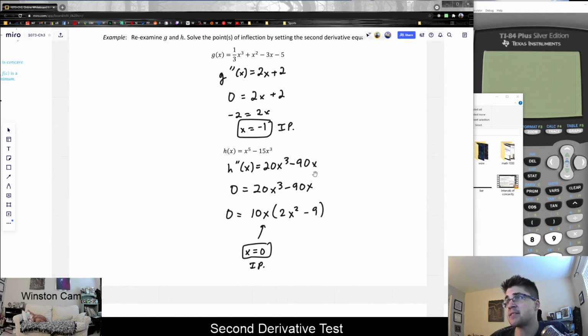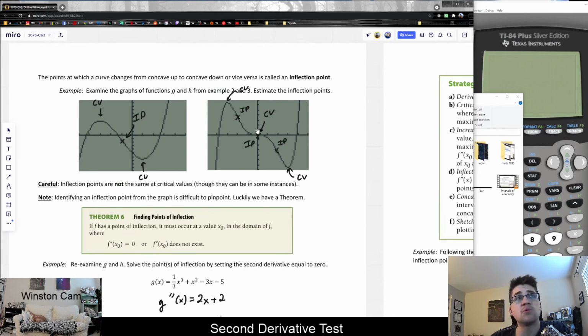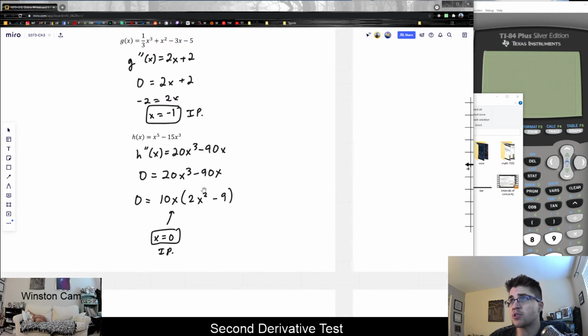And notice that's consistent with our critical point, which was at the location of 0 for h, which is this graph. And then we're also going to have inflection points somewhere else along in between on the left-hand side and the right-hand side. And that should correspond with the solutions here.